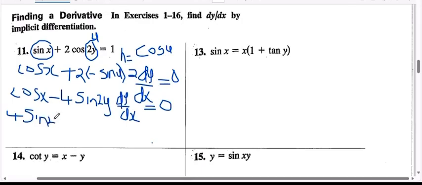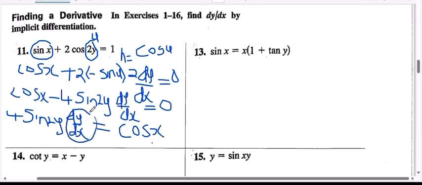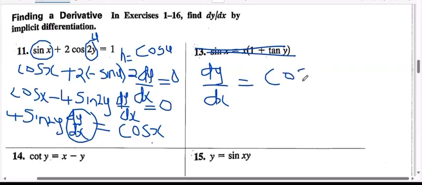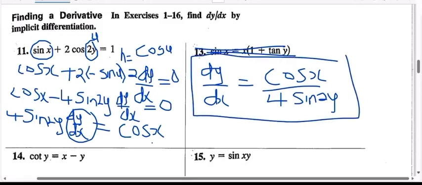Now looking at the other side, you're actually going to have 4 sine 2y dy/dx equal cos x, right? So you want to make dy/dx the subject of the formula. So dy/dx equals cos x divided by 4 sine 2y. Now, this is actually the final answer.